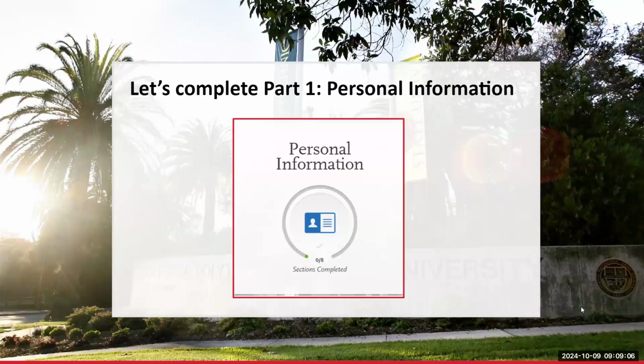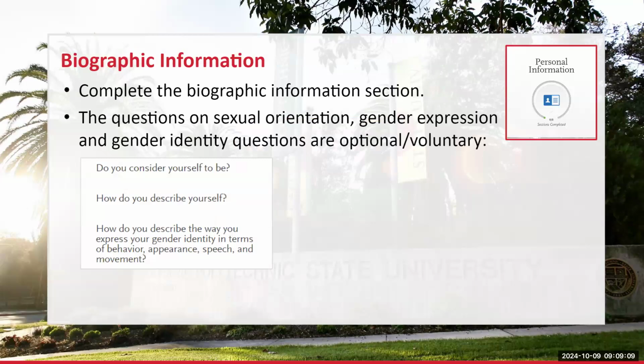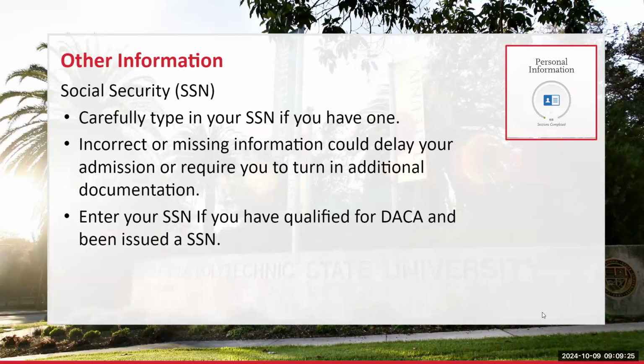The personal information is going to include biographic information. Not all of the questions on here are required, about sexual orientation, gender expression, gender identity. If you're not comfortable, they are optional and voluntary, so you do not have to report that. You'll want to include your social security number if you have one. So it's important to grab that information and important to check that information, as this is what's going to link to your FAFSA and going to be the one that's going to be on file at the university. So we want to definitely make sure you're checking that. You don't want to transpose a number since it's going to create a headache for you later on.